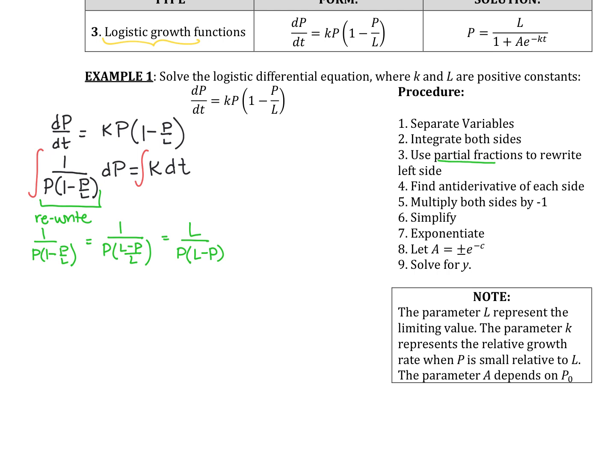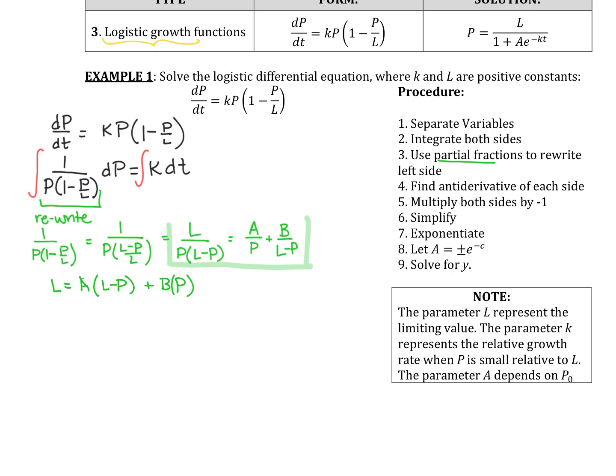Okay, this is where I'm going to use partial fractions. I'm going to let this be A over P plus B over L minus P. Yes, this is a lot of variables that are going on here. And remember, with partial fractions, we would take and multiply everything in this partial fraction right here. So I'm dealing with just this part right here. And I'm going to rewrite that as L equals A times L minus P plus B times P.